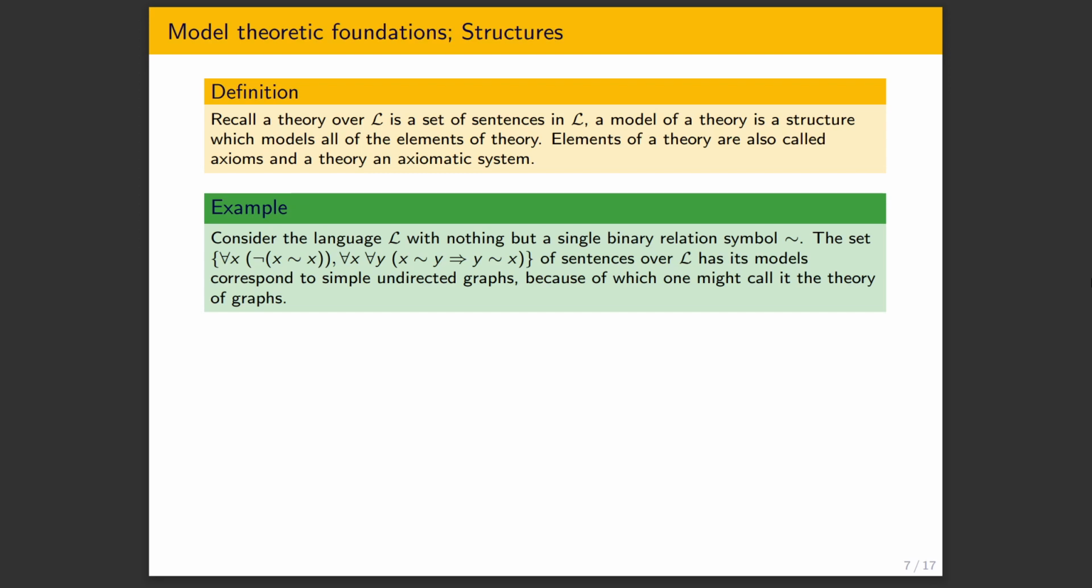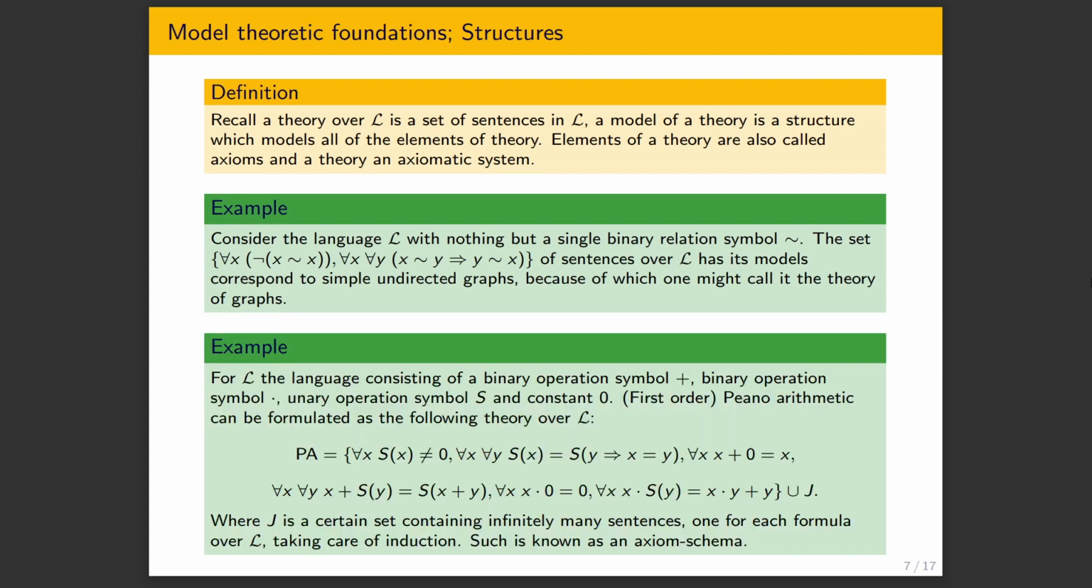And the second sentence is that for all x and for all y, this implication holds, that tilde is symmetric, basically. And now this is a theory, this is kind of an axiomatic system, and these would be our two axioms, and the only symbol that we use is this binary relation symbol. And now models of this theory correspond to simple undirected graphs, right? We can think of this binary relation as being interpreted as adjacency, and then the elements of a structure will be the vertices of an undirected simple graph. Someone might call it the theory of graphs or something like that.